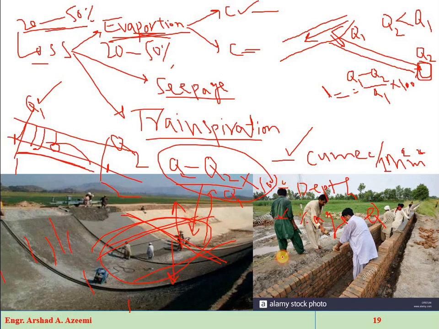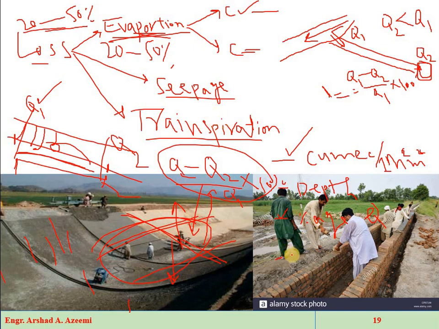And also we can represent the losses in terms of percentage of discharge lost in 1 kilometer. For example, if you have 1 kilometer length of the canal, how much percentage of the discharge has been lost? So these are just the different representations.